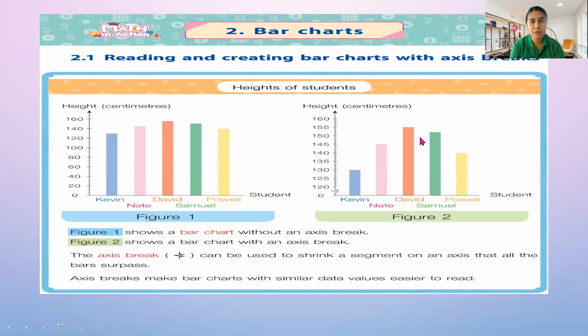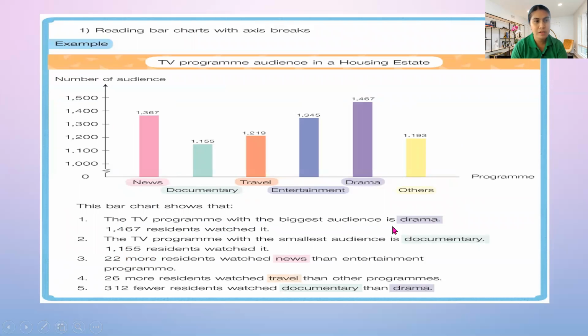This is an example of a bar chart. This is a bar chart and this is also a bar chart, but you use an axis break. So we have here an example: TV program audience in a housing estate. We have here the number of audience and here is the program.